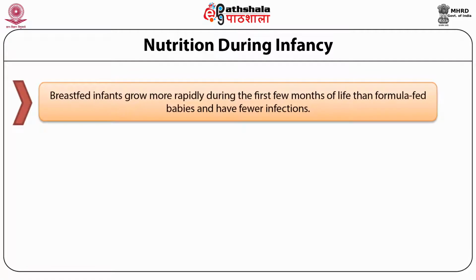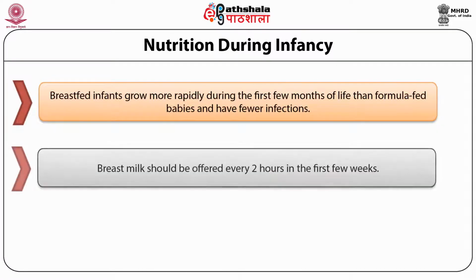Breastfed infants grow more rapidly during the first few months of life than formula-fed babies and have fewer infections. There are several research evidences which have proved these findings, but then we can't deny the other way around also. Breast milk should be offered every 2 hours in the first few weeks because the child cannot demand the milk. So the frequency of breastfeeding should be maintained after every 2 hours, as the child is solely dependent on breast milk exclusively for the first 4 to 6 months of age.